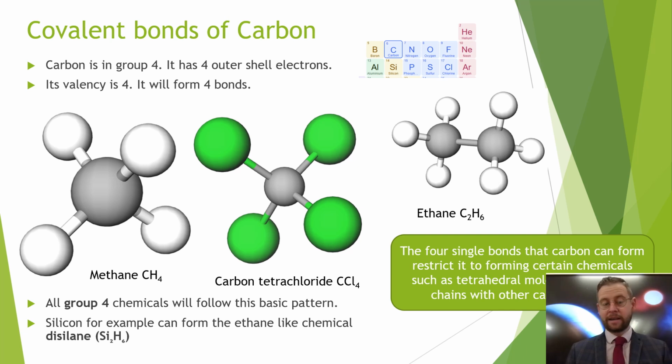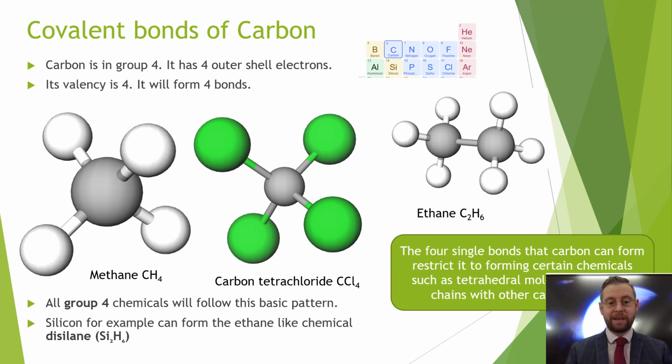So let's take a look at group 4. Carbon, for example, will form 4 bonds, and that's because it has 4 outer shell electrons and it has a valency of 4. It will accept 4 electrons in its outer shell. This is obvious with things like methane, but it can also put other things in there as well, like carbon tetrachloride, which has chlorine atoms in the place of the hydrogens, and it also leads to long chain chemistry where we have, for example, at the end of a chain, 3 hydrogens and then 1 link to another carbon. All group 4 chemicals will follow this basic pattern.